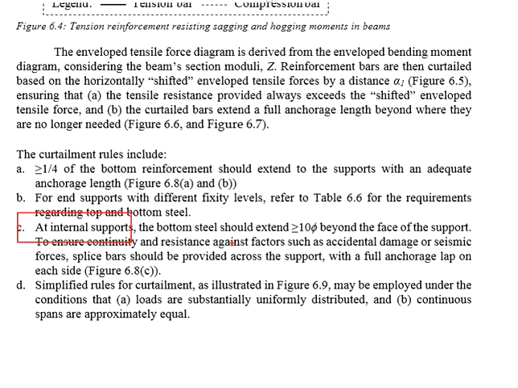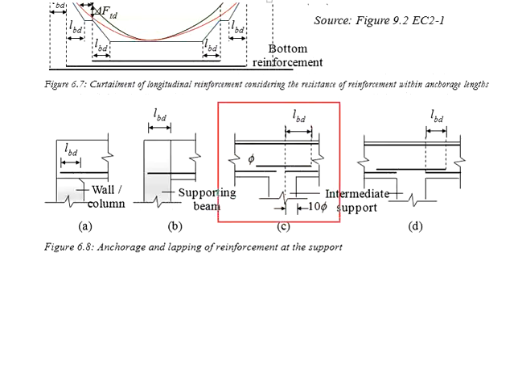How about the internal supports? Based on the curtailment rules here, the bottom steel bar should be extended at least 10 times the bar diameter beyond the face of the support, as indicated by the figure here. This is the face of the support, and the bottom steel bar should be penetrated inside at least 10 times the bar diameter if the reinforcements are discontinued. And then you need to provide lapping, meeting the minimum required lapping length.